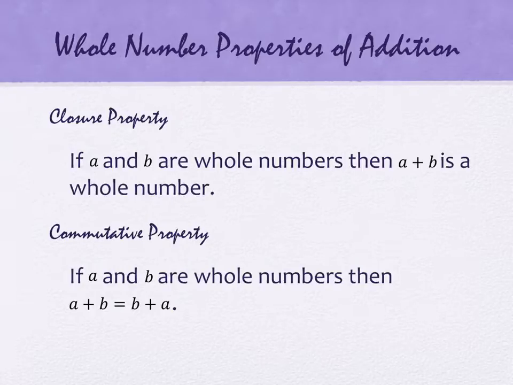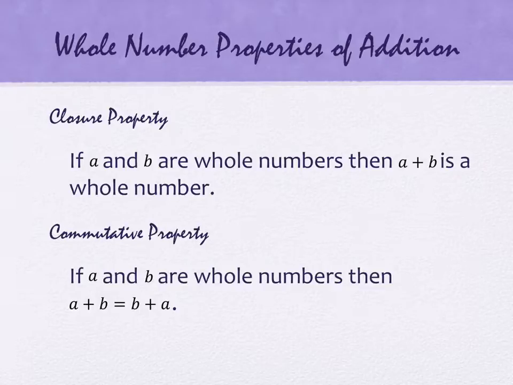So first thing, closure. If A and B are whole numbers, then A plus B is a whole number. That's called closure. And then the commutative, also on this slide, it says if A and B are whole numbers, then A plus B is equal to B plus A. So does everybody have those filled in and we can actually talk about them now? So feel free to take notes over what I say because this is all that's written.